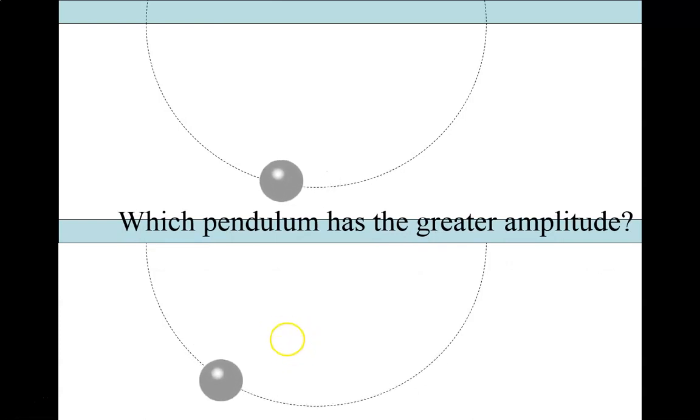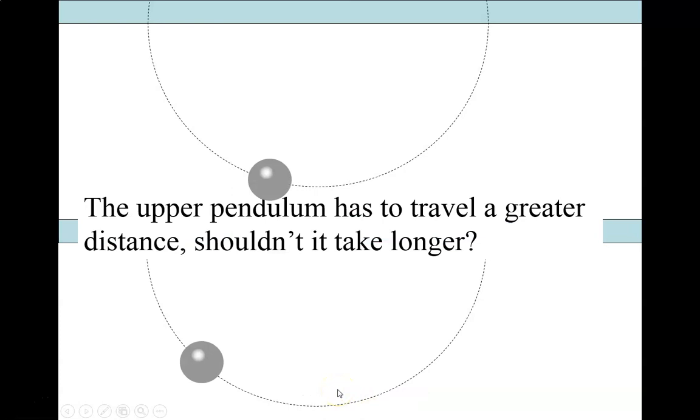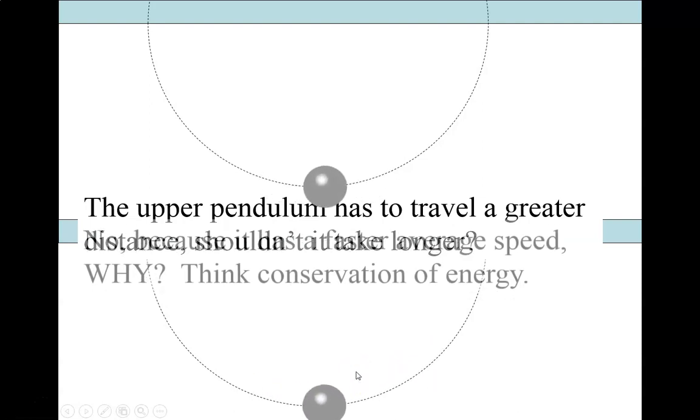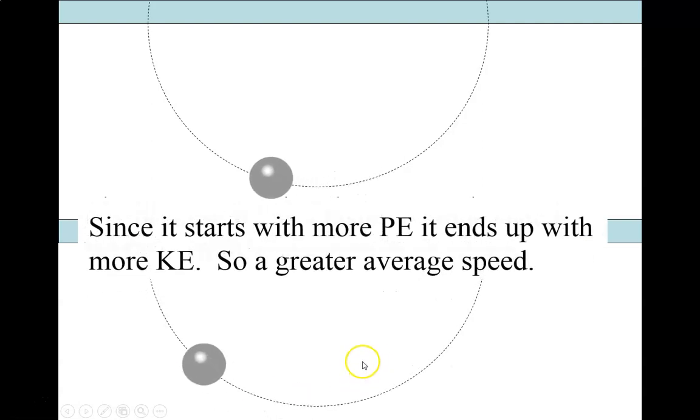Okay, so which of these pendulums has the greater amplitude? Okay, that would be the pendulum at the bottom because it's swinging further away from the equilibrium position. Okay, the lower pendulum has to travel a greater distance. Shouldn't it take longer? Okay, well, it does, but it's being released from a greater height, so it's traveling faster. So on average, that greater speed kind of knocks out the greater distance and ends up being the same deal.